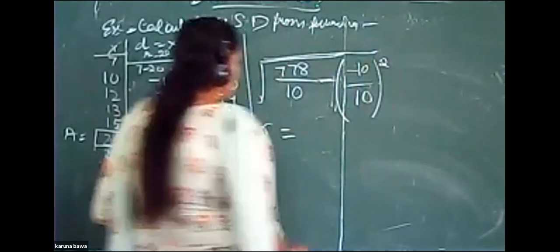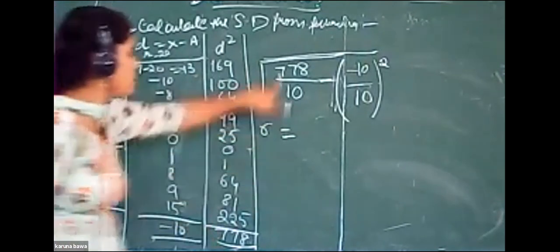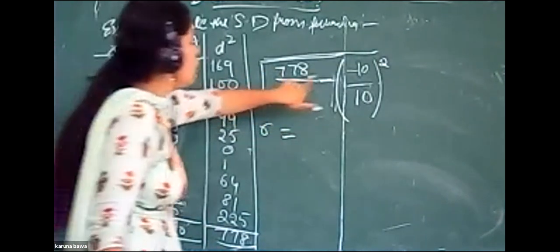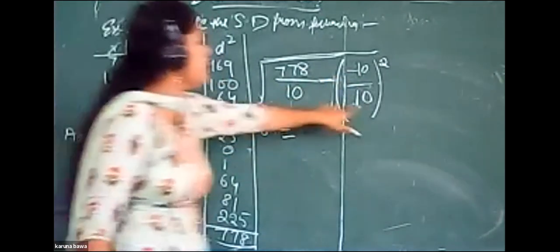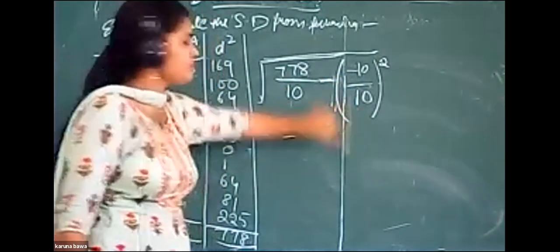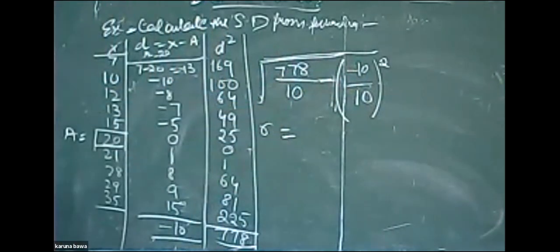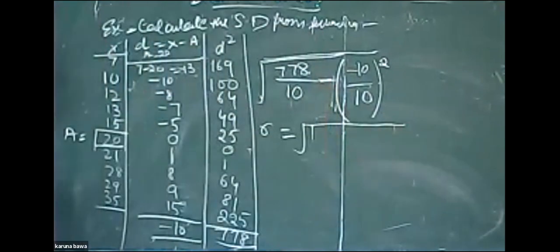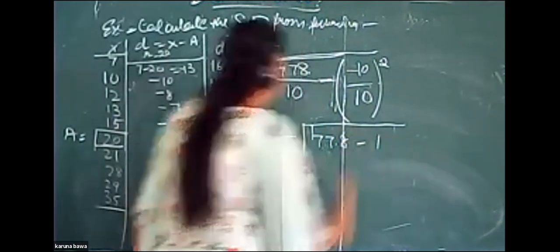Basically, we put these values into the formula. 778 is the summation D square value, and n is the number of observations. Summation D is minus 10, and n is 10, whole square, and the whole under root of this value. On the other hand, divided by both values, 77.8 minus 1.